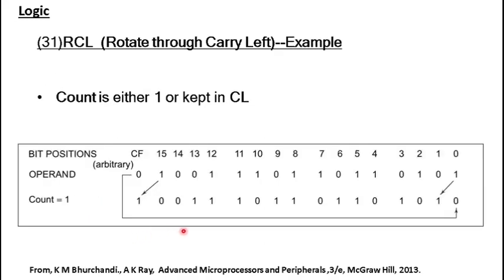This is an example of RCL. Suppose this is your operand and 0 is the arbitrary bit in carry flag. Now when you issue RCL, rotation will happen towards the left. So the MSB bit will be going and taking up its position in CF, and whatever was there in carry flag, that is the bit 0, will be used to fill up the position that is created in LSB. So the MSB bit will shift to carry flag, and whatever was there in carry flag will shift to LSB. This is how RCL works.